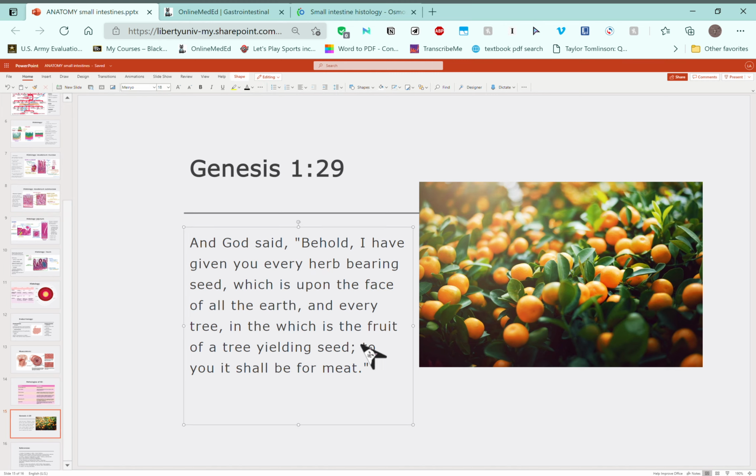The Biblical verse I decided to use here is Genesis 1:29. I figured I'd include this because the small intestines is the major site of digestion. It's where most of the foods that we eat are absorbed and utilized to carry out the processes of metabolism. So I thought it was pretty relevant.